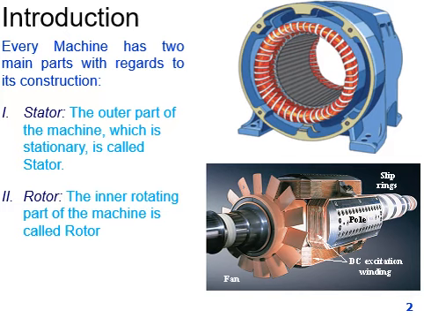This is just a recap that every machine has two main parts with regards to its construction. One is the stator, this one is the stator, and another one is the rotor, and this is the rotor. The inner rotating part is called the rotor. This outer part is the stator, which is a stationary part.